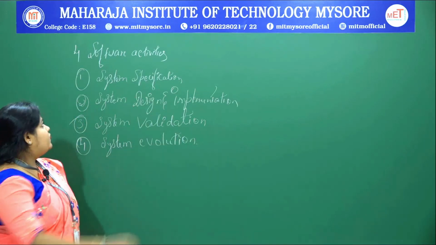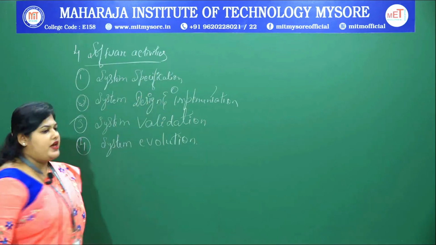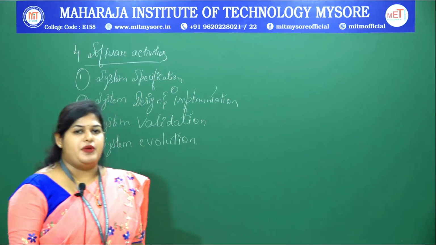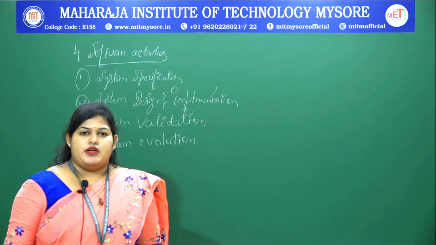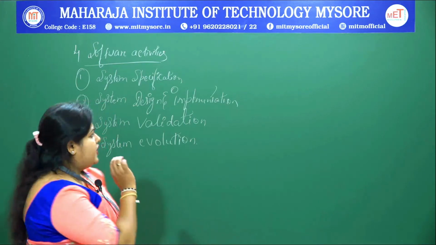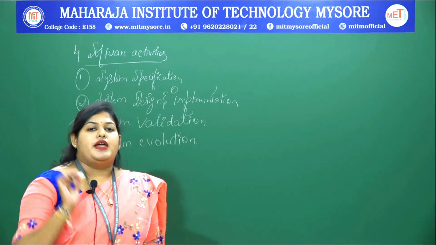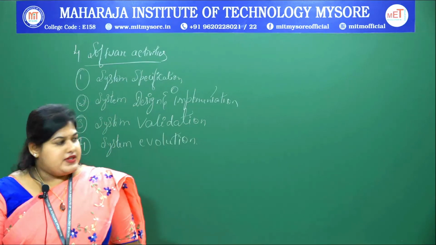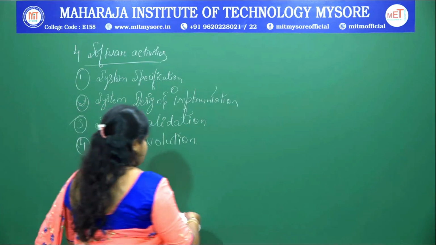So, these are the 4 software activities that software engineers will be dealing with. We are going to analyze each activity of the software in depth. So, very first is software specification.